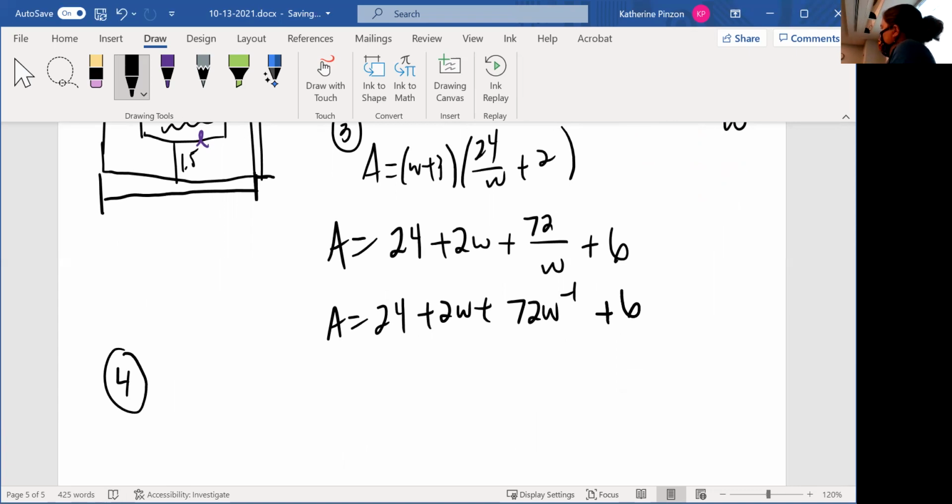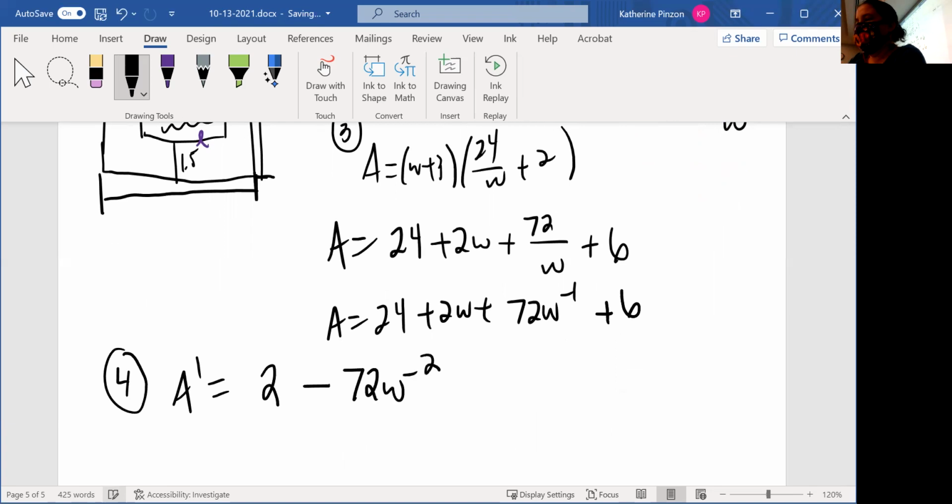Now what? Take the derivative. 0, 2, minus 72W to the negative 2, and 0. Derivative of 24 is 0. Derivative of 2W is 2. Derivative of this guy is negative 72W to the negative 2. Derivative of 6 is 0.